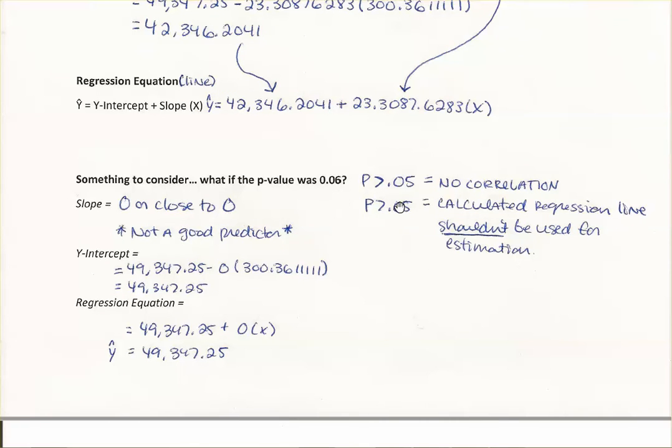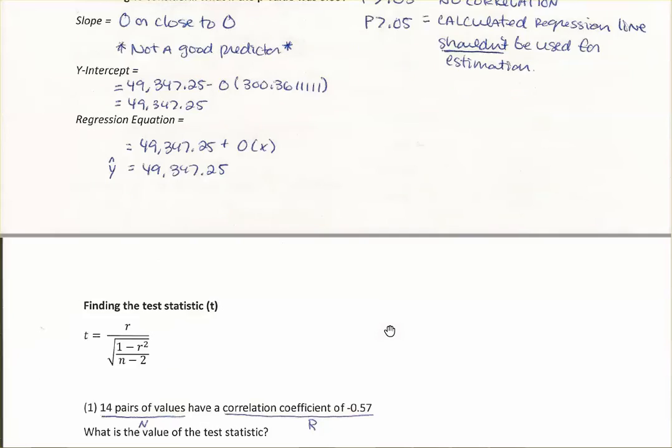So always look at the p-value. It's really important. If a p-value is given, you have to look at the p-value in order to know whether or not there's a correlation, and whether or not you should be using the regression line.